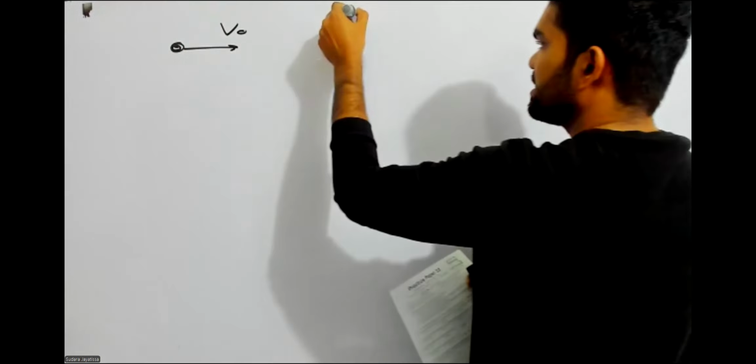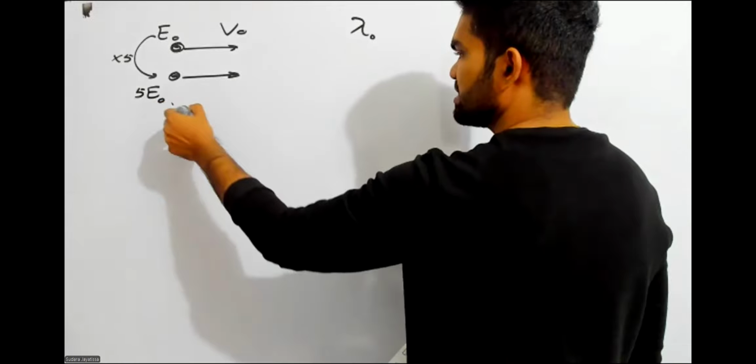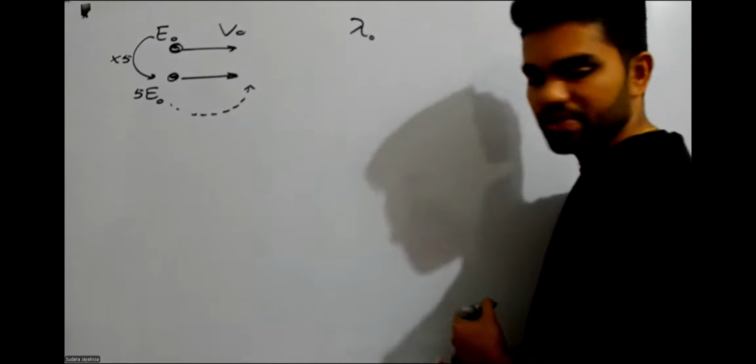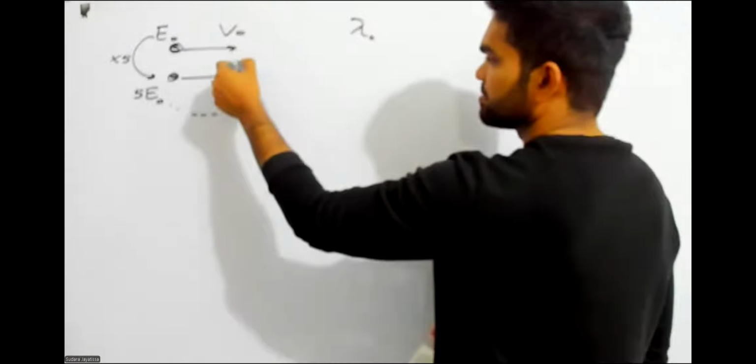Okay, then you need to find what is the new speed of this one. Let's say it is V1. Then only can you relate that to lambda 1, the new wavelength. Understood? So there are two formulae involved here.